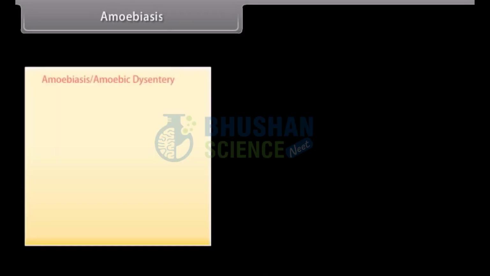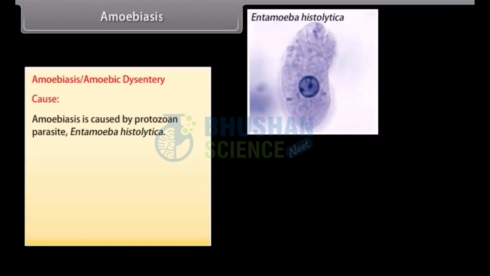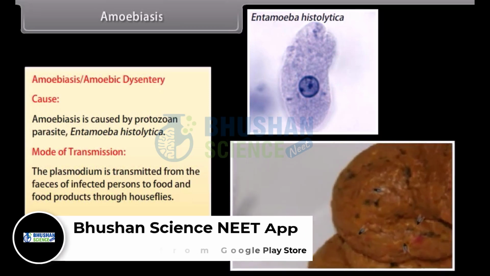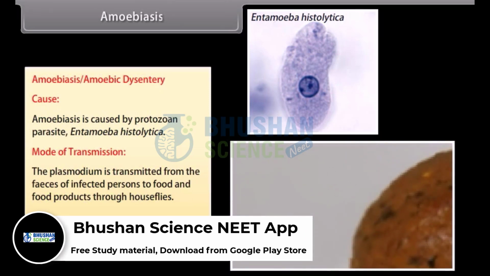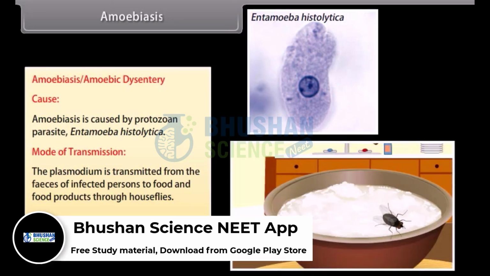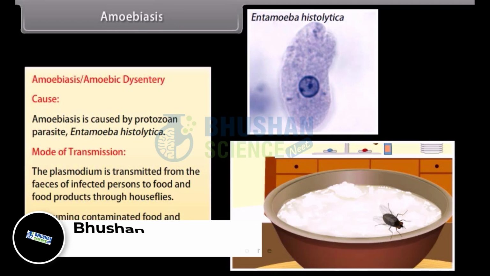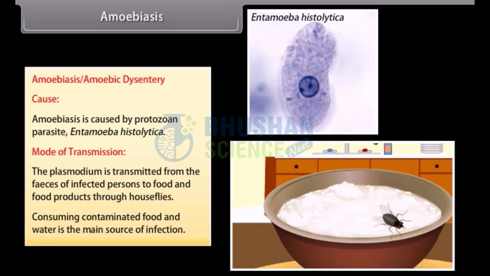Amoebiasis. Amoebiasis or amoebic dysentery. Cause. Amoebiasis is caused by protozoan parasite Entamoeba histolytica. Mode of transmission. The parasite is transmitted from the feces of infected persons to food and food products through houseflies. Consuming contaminated food and water is the main source of infection.